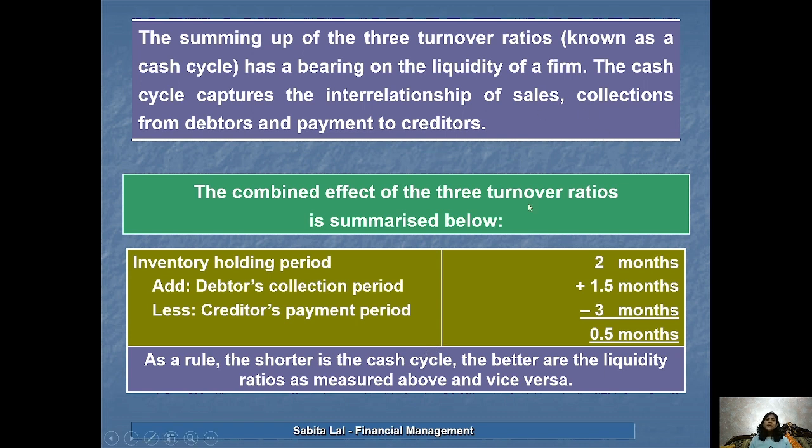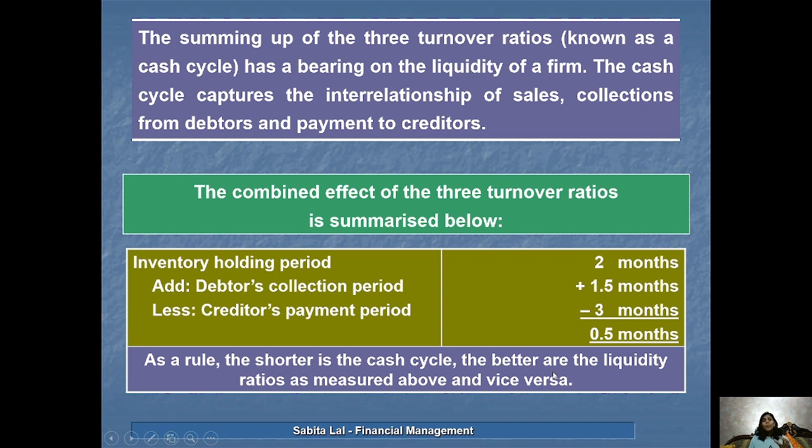Here, the combined effect of these three turnovers is summarized. The inventory holding period, based on the previous sum, was 2 months, and the debtors collection period we calculated was 1 month, less the creditors payment period, which is given as 3 months. So here I got 0.5 month. As a rule, the shorter the cash cycle, the better the liquidity ratio as measured above, and vice versa.